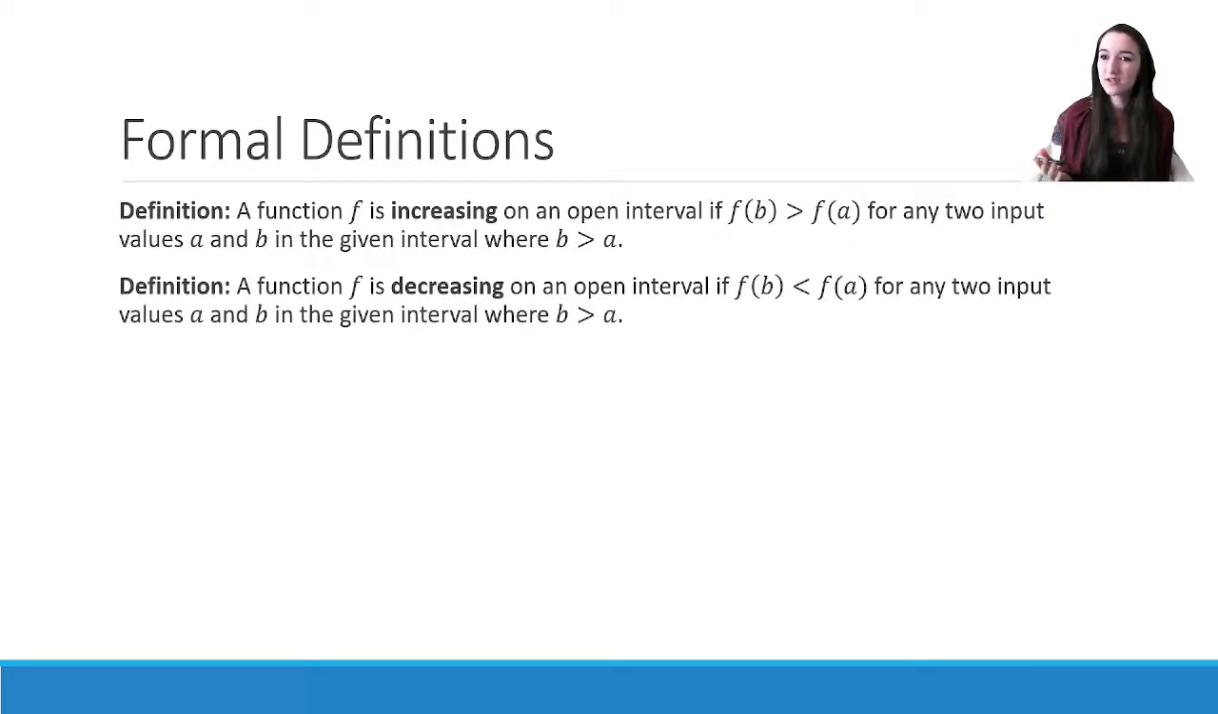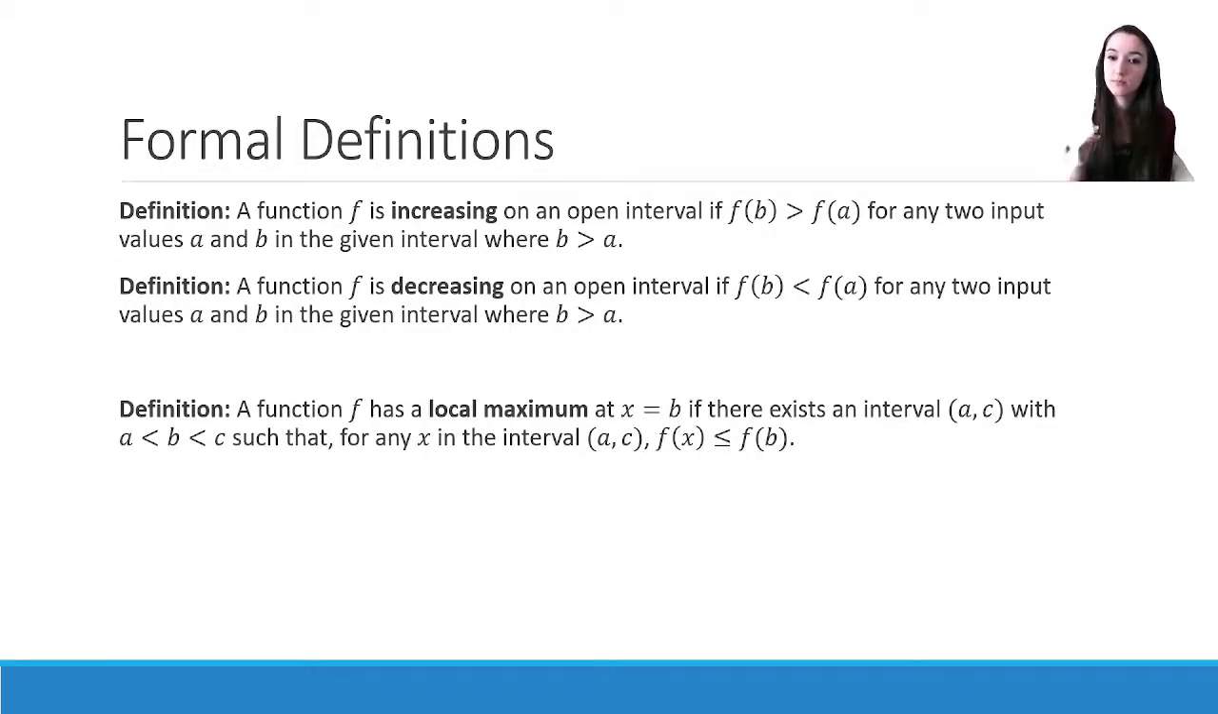Whereas we have decreased if the output value of the smaller input is larger than the next output value. If we have gone down in our output values, then we are decreasing. That's all this statement is saying. So if f of b is less than f of a for any two input values a and b, where b is larger than a.